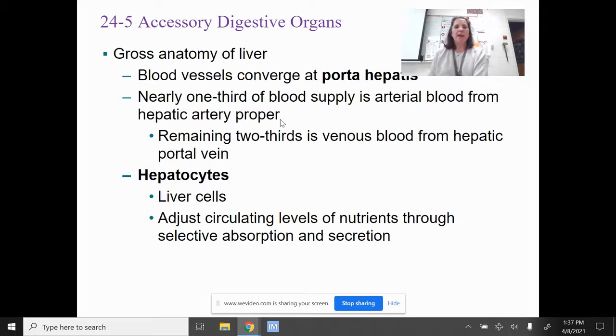The anatomy has blood vessels that come together called the porta hepatis, and nearly 1/3 of the blood supply is arterial blood from the hepatic artery proper. Right, so there's a hepatic portal system, and so our blood comes in, our blood circulates, and then it goes through the hepatic portal system to further filter out the blood. When you hear hepatic, it's referring to the liver. So hepatocytes are liver cells.